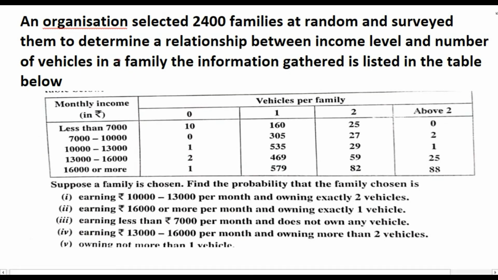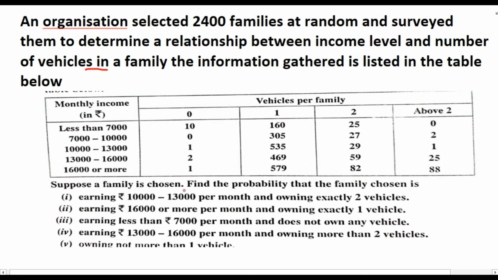So next question, an organization selected 2400 families at random and surveyed them to determine a relationship between income level and number of vehicles in a family. And the information gathered is listed in the table given below. So there are 10 families having no vehicle and whose income is less than 7,000. And there are 160 families whose income is less than 7,000 and they have one vehicle at home. So this is how you will read the data.